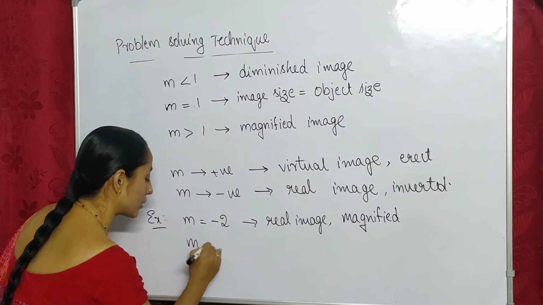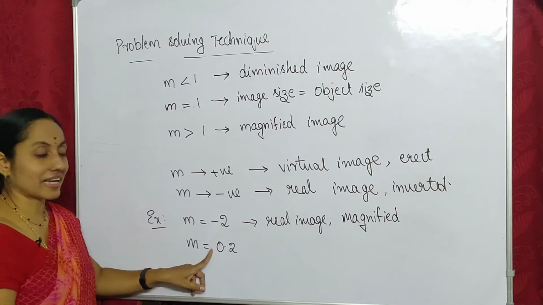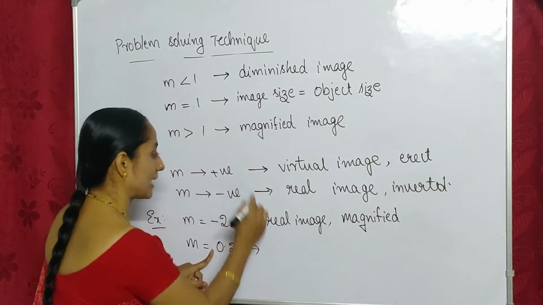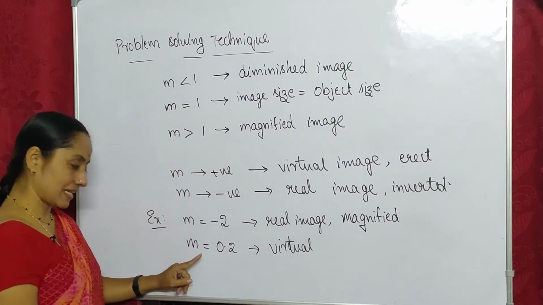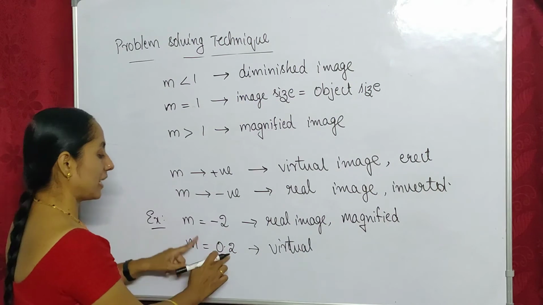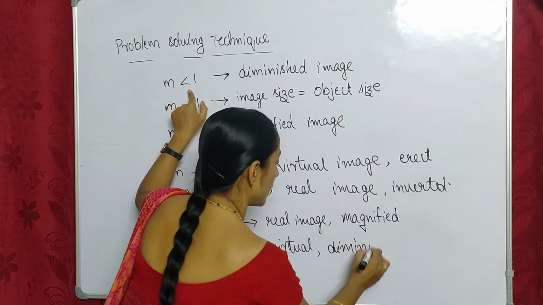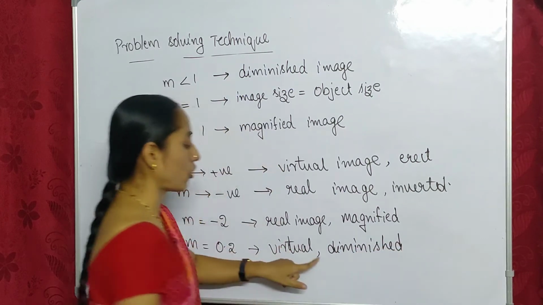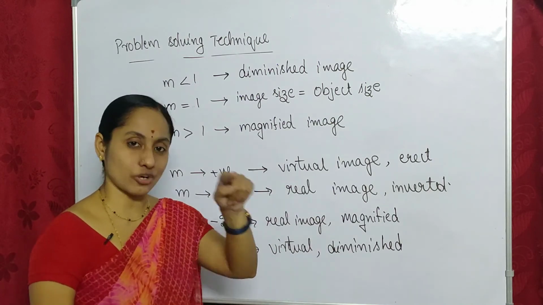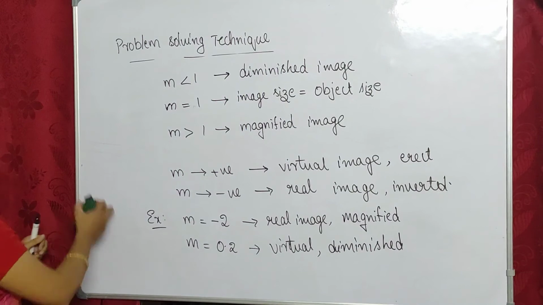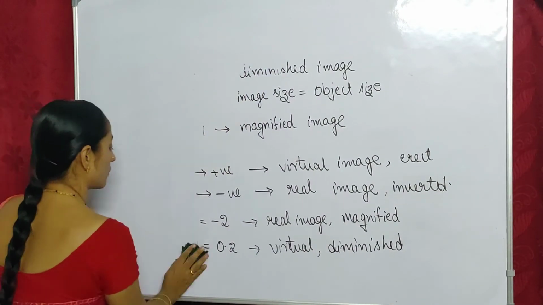If I have given you m is equal to some 0.2, what do we mean by this? No sign indicates positive. Positive symbol indicates the image is virtual. Virtual images are always erect. Now see the value. It is less than 1, so it is diminished. Virtual diminished, so it is a convex mirror. Virtual diminished convex mirror. Virtual enlarged concave mirror. Please remember and note down this technique. It will definitely help you in solving the problems.